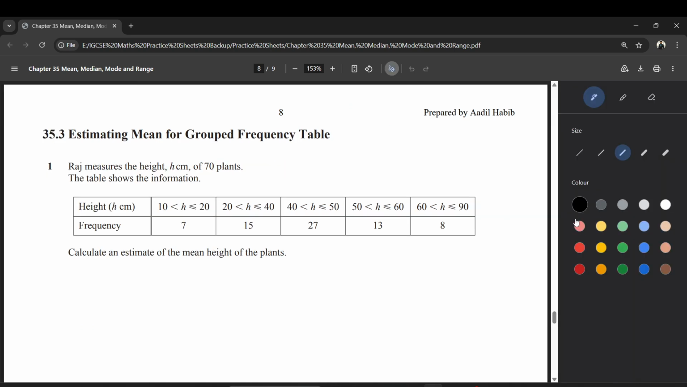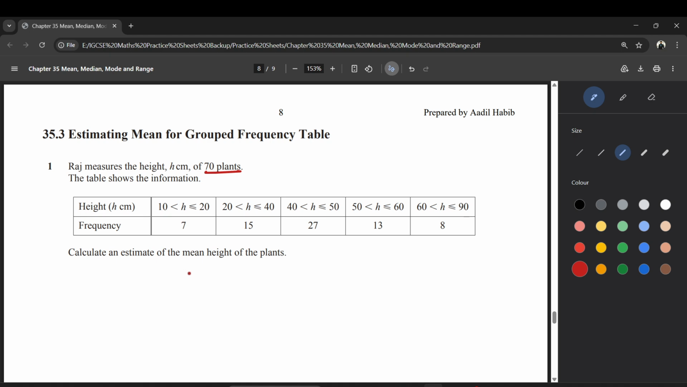Question number 1 is, Raj measures the height h centimeters of 70 plants. So this is your sigma f value. They've already given it to you in the question. The table shows the information. So the height is between 10 and 20, you have frequency of 7, then 20 to 40, then you have 15 frequency, and so on. Calculate an estimate of the mean height of the plants.